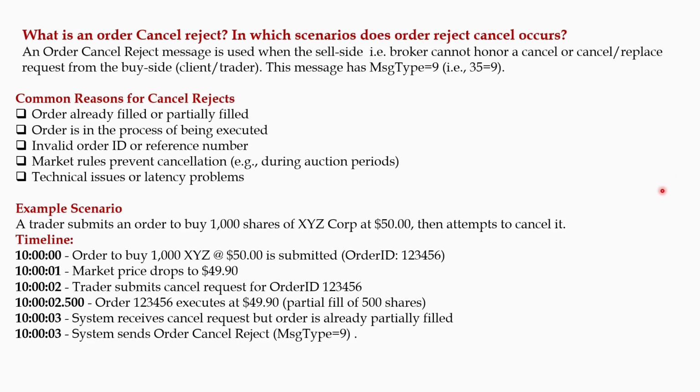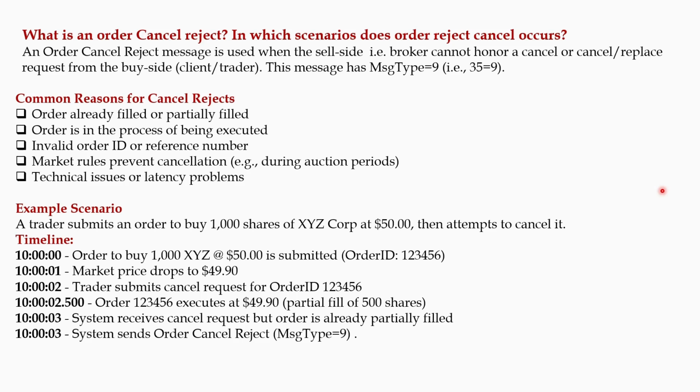So what is an order cancel reject? In which scenarios does an order cancel reject occur? An order cancel reject message is used when the sell side, that is the broker, cannot honor a cancel or a cancel replace request from the buy side, that is the client or trader. This message has message type 35=9. So what are the common reasons for cancel rejects?